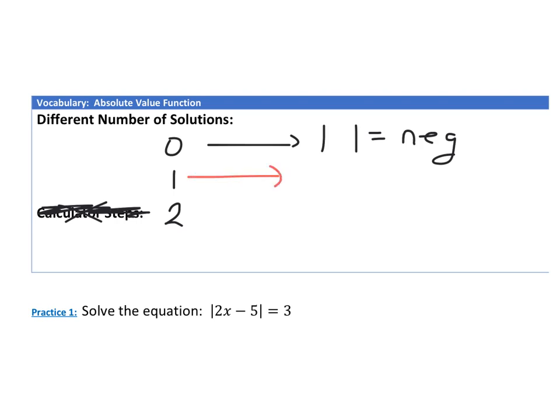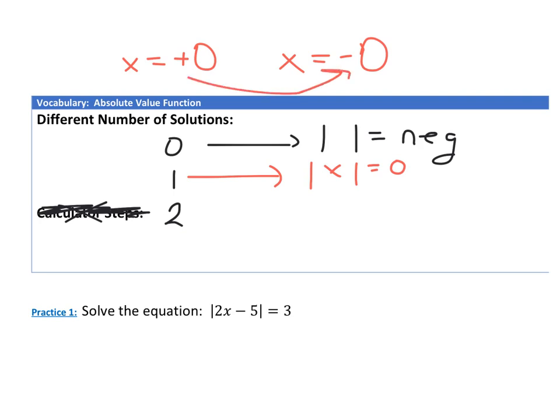1 solution occurs when we have the absolute value bars equal to 0. The way we've been breaking it apart is we take the inside stuff and we set it equal to positive the number on the other side, and we take the inside stuff and set it equal to negative the stuff on the other side. But positive and negative 0, they're the same thing. So you would get the same solution if you did that. And lastly, 2 solutions if we have the absolute value bars equal to a positive number. Those are the different options for solutions.